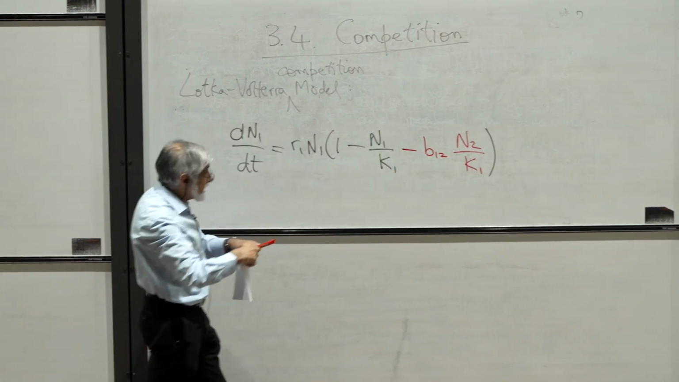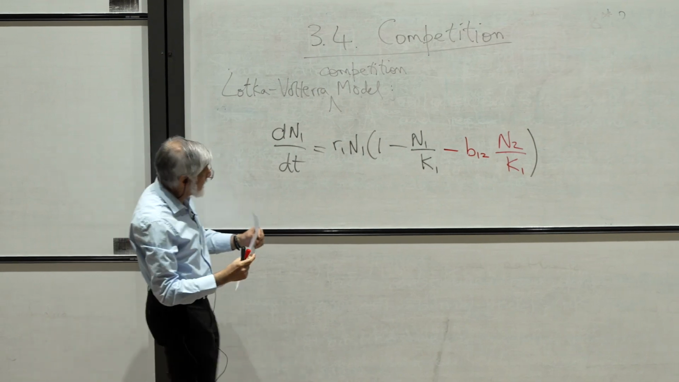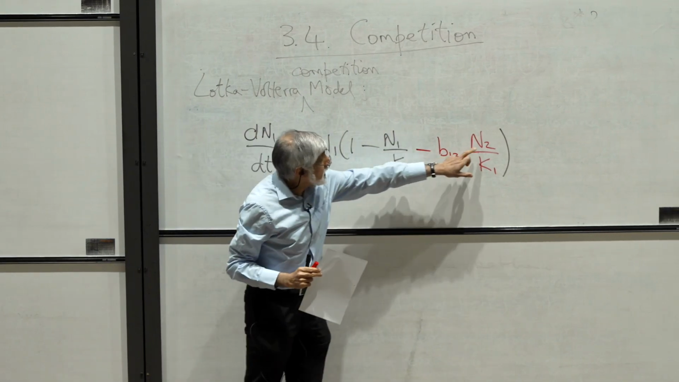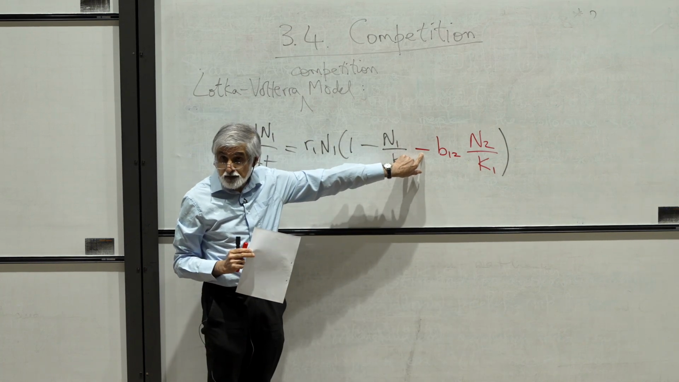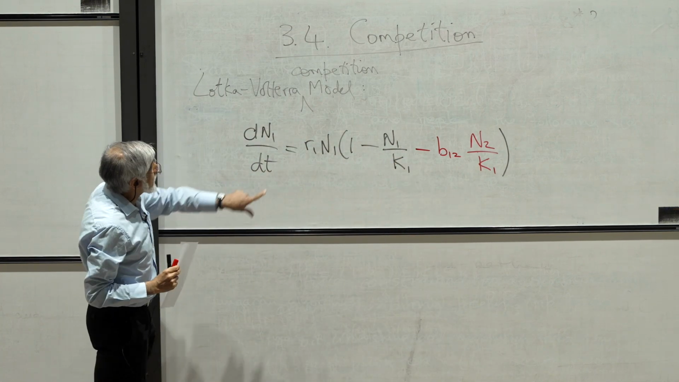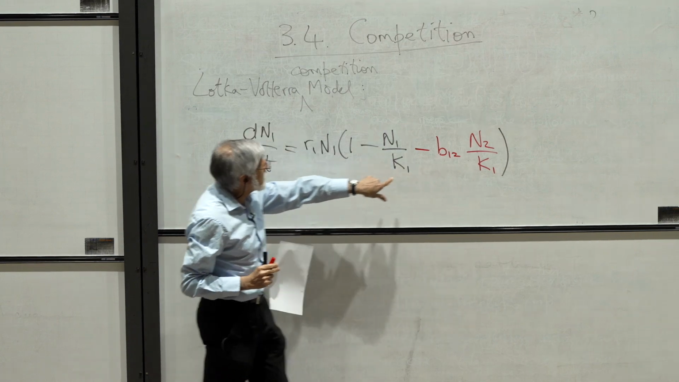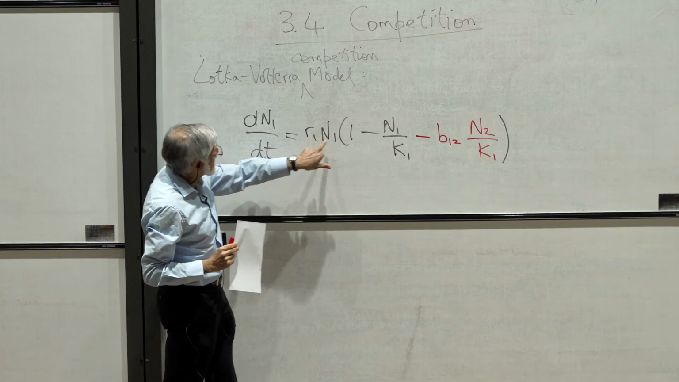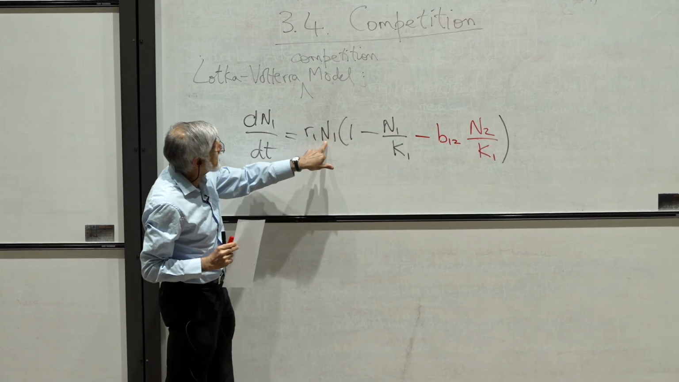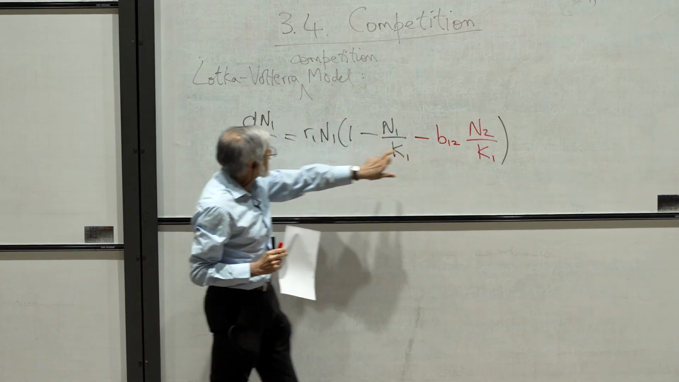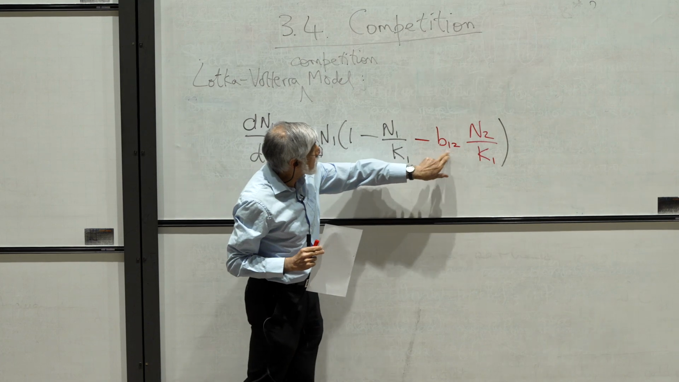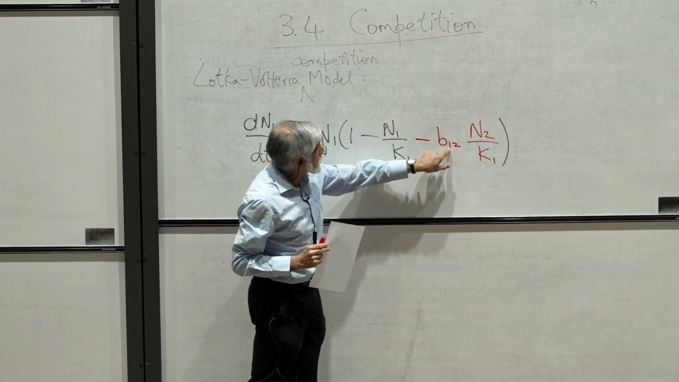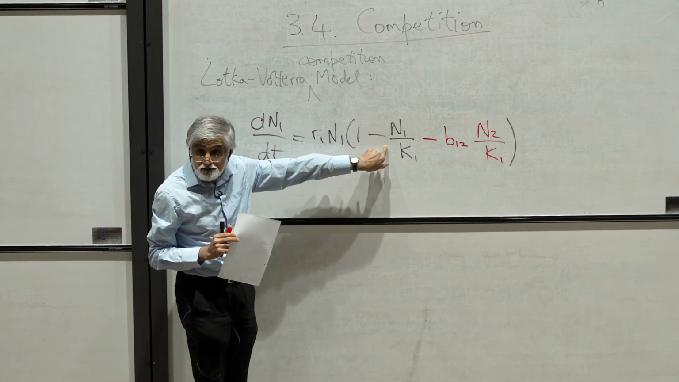So the idea here is that N1 interacts with N2, and that's a negative effect. And what does this b12 mean? Well, this is the competition of N1 with itself, and this is the competition of N2 with N1, and this gives you how that compares with this one.